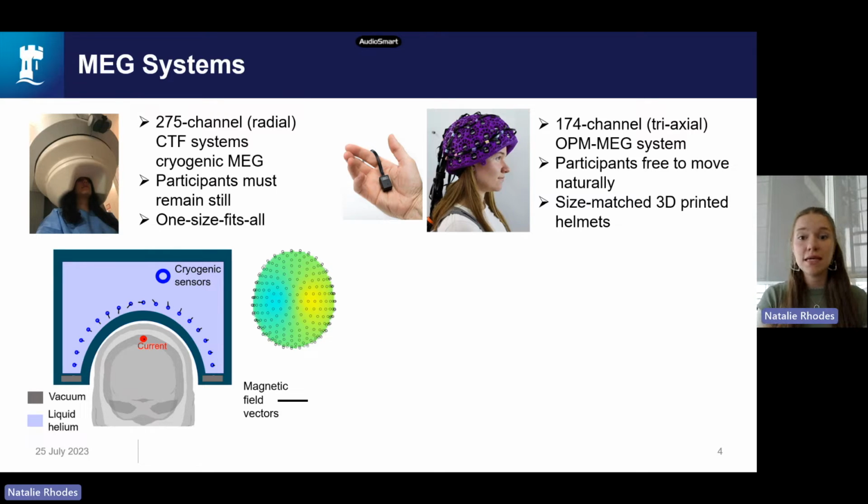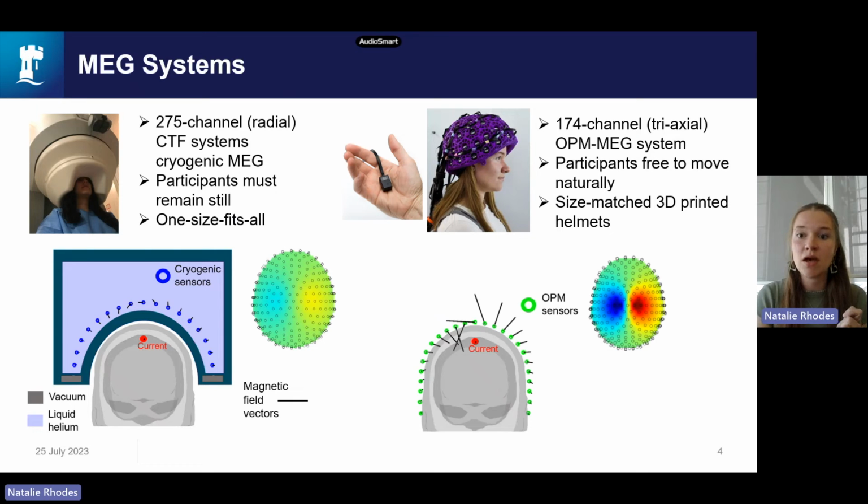And so recently there's been developments in these sensors called optically pumped magnetometers. And these operate at much closer to body temperature. They're also really lightweight and flexible. You can see a picture here just held in a hand. And so we can put these in helmets and wear them directly on the head. And this obviously has a few advantages.